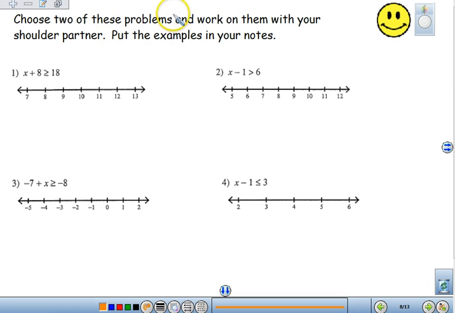It says choose 2 of these problems to work out with your shoulder partner and put the examples in your notes. So I want you right now to solve 2 of these, and then your shoulder partner solves 2, and check with each other and make sure that you did the check also. So you're going to solve, graph, and check. And the sub's going to walk around and just make sure you have that done. And you can pause the video on this page. It's the same page as in their notes so that they can look at it.